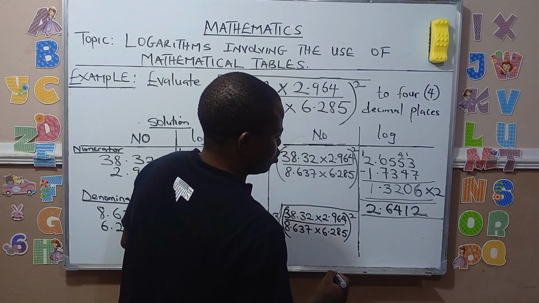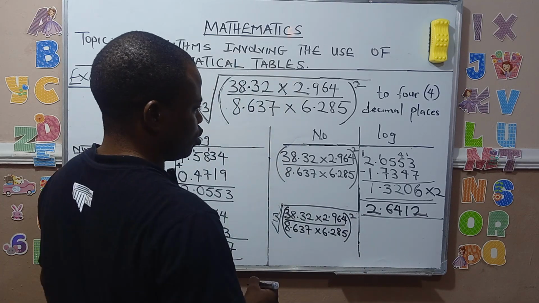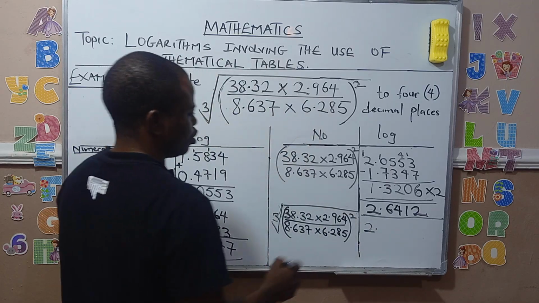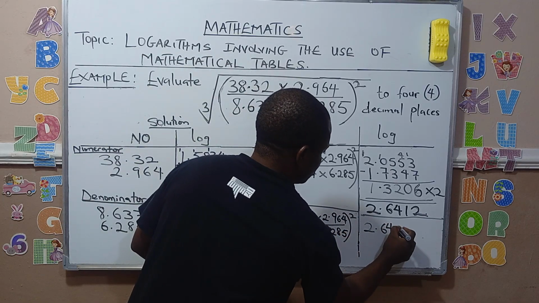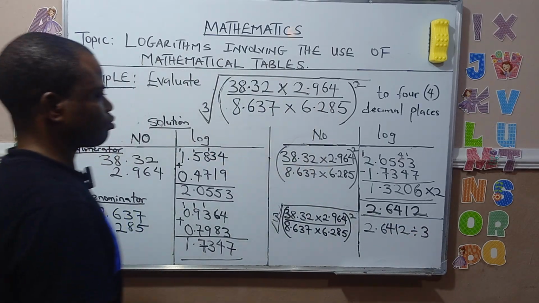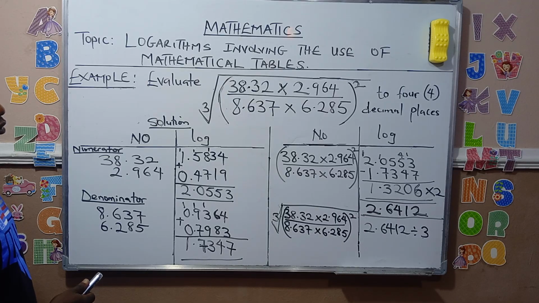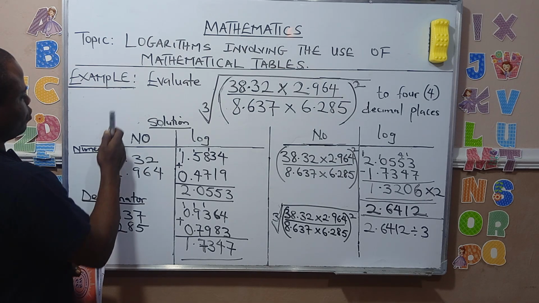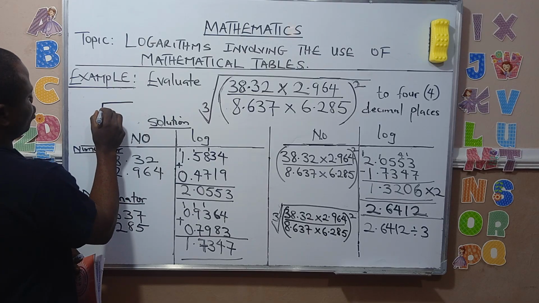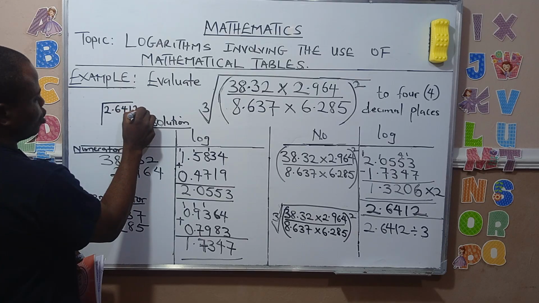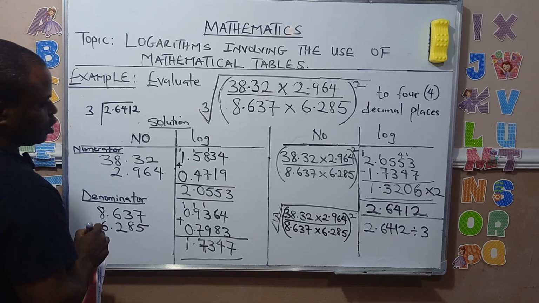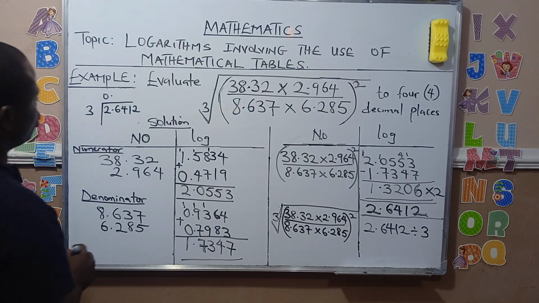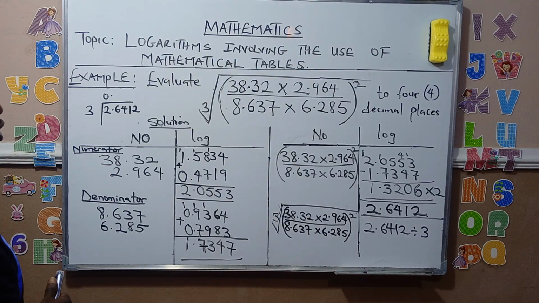Now write 2.6412 divide by 3. Now, when you do that, I want to divide it by 3. 2.6412 divided by 3. 3 goes into 2, impossible, 0 point. 3 goes in 26.